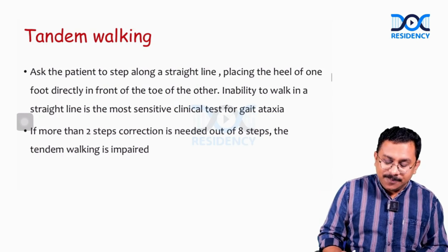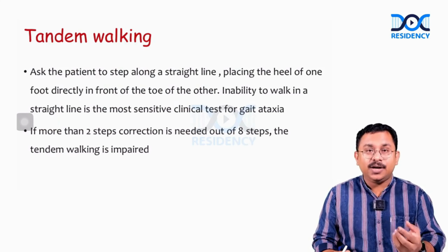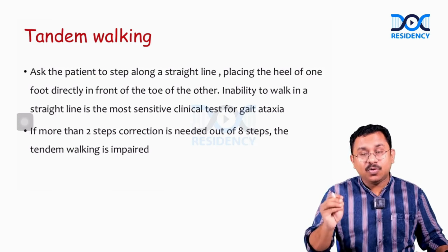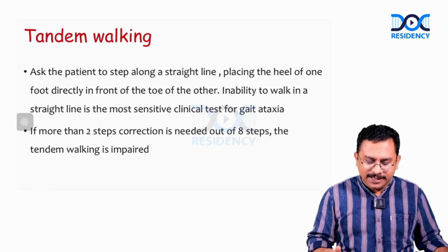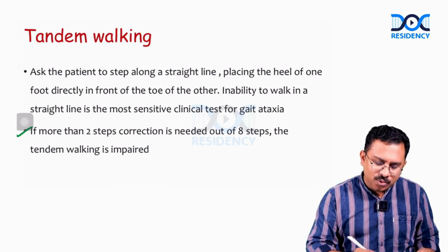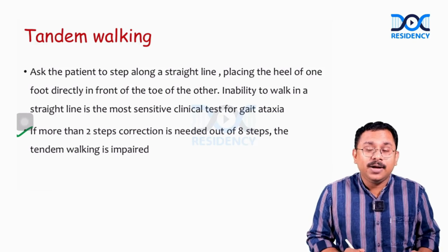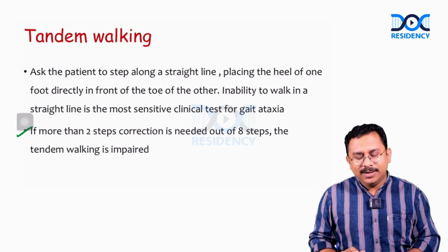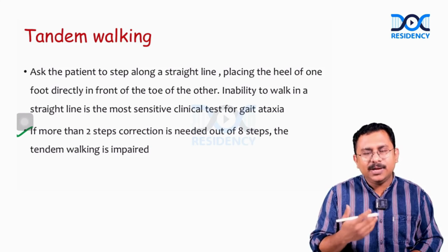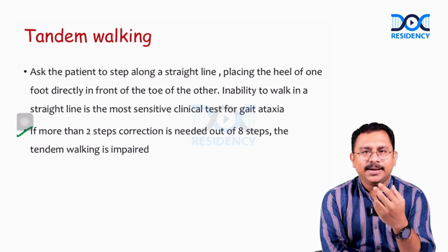What is done is, ask the patient to step along a straight line, placing the heel of one foot directly in front of the toe of the other. An inability to walk in a straight line is the most sensitive clinical test for gait ataxia. Generally we say that if a patient makes more than 2 step corrections out of 8 steps while doing tandem gait, that is an impaired tandem gait. That is called tandem walking, and that is another clinical point you should know. When you do tandem walking, you are trying to avoid that compensatory mechanism.